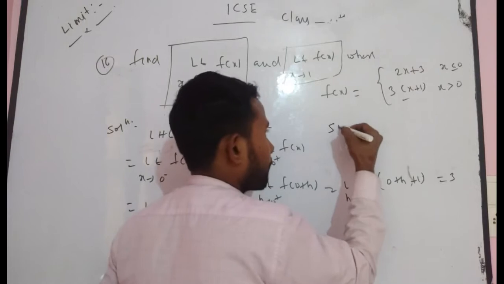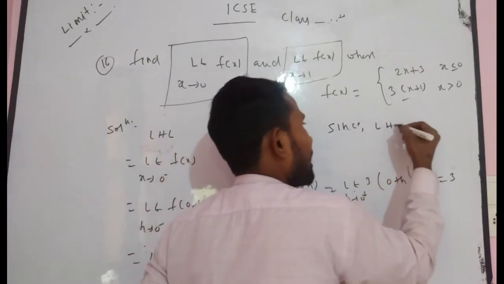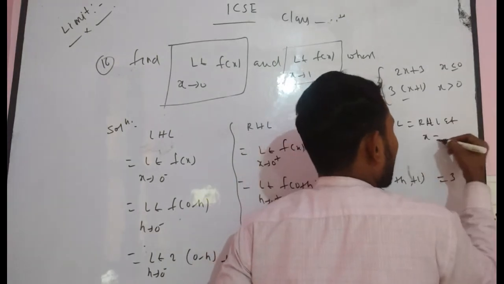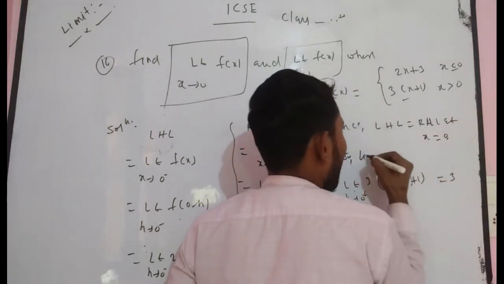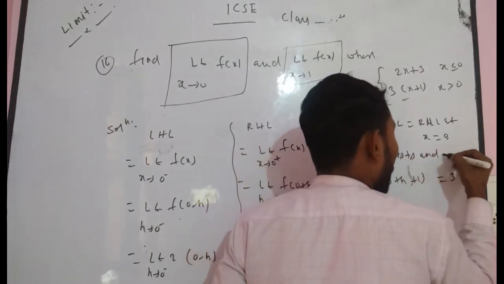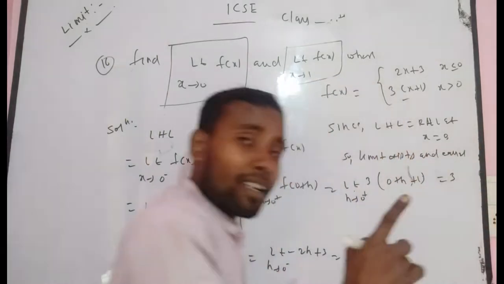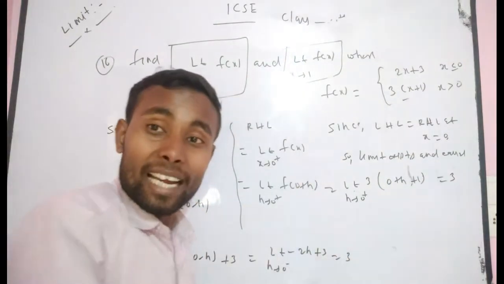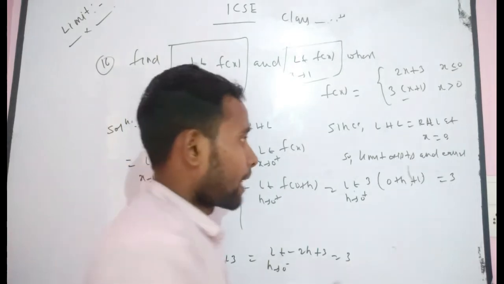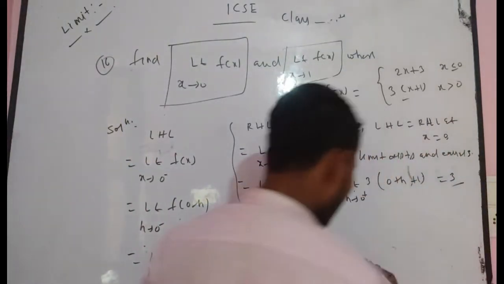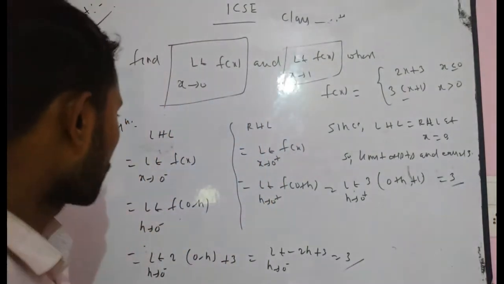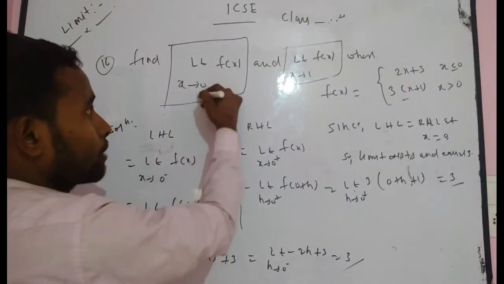Since LHL is equal to RHL at x is equal to 0, the limit exists and is equal to what? As you know, the obtained LHL and RHL will be the limiting value, that means 3. This value will be the limit. Now the second problem, I think this problem is done.